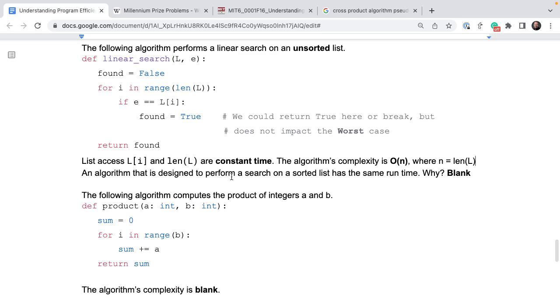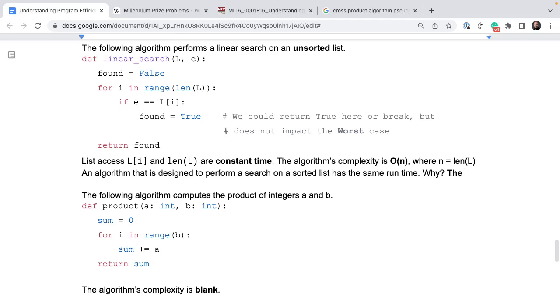By the way, the algorithm is designed to perform a search on a sorted list. It actually has the same runtime. I emphasize sorted up here, but believe it or not, it doesn't matter if the list is sorted or not. This algorithm will take the same amount of time. Why? Because big O is concerned about the worst case.